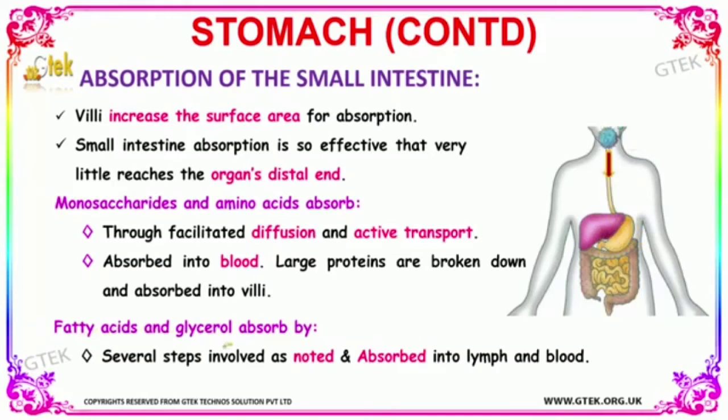Your fatty acids and glycerol are absorbed by several steps involved and absorbed into your lymph and blood. So your fatty acids and glycerol that is present in your food is absorbed into your lymph and then into your blood. So this is how the absorption takes place in your small intestine. Your monosaccharides and amino acids through diffusion enter into your blood and are transported to the various parts of your body.